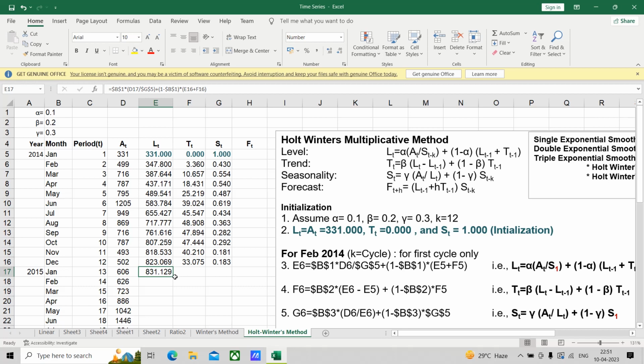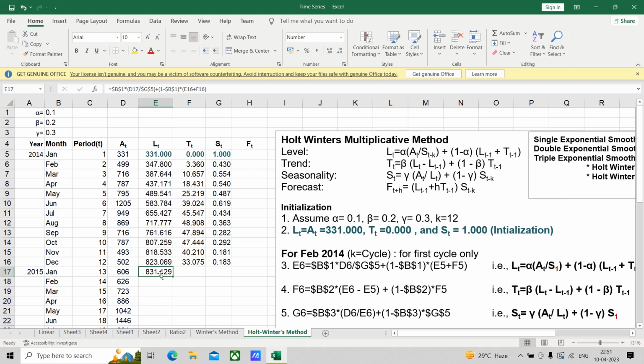The value of alpha is in B1, so this is $B$1 into AT. Here T is 13, so AT means A13, which is nothing but this value, and this is D17. You can see here it is D17, so it denotes 80. Then ST minus K, now T is 13 and K is 12, so 13 minus 12, that is 1. So we will put here S1, and this S1 is nothing but G5.